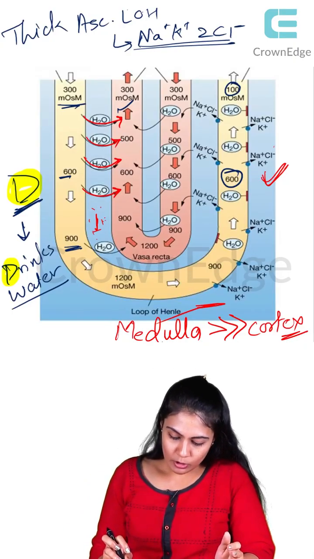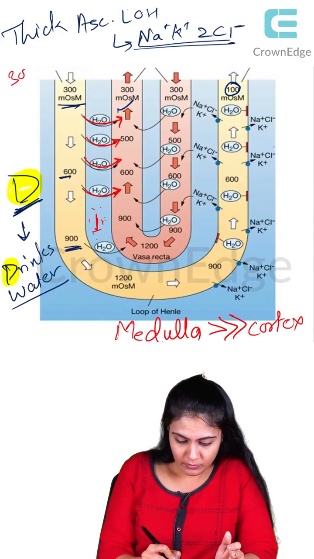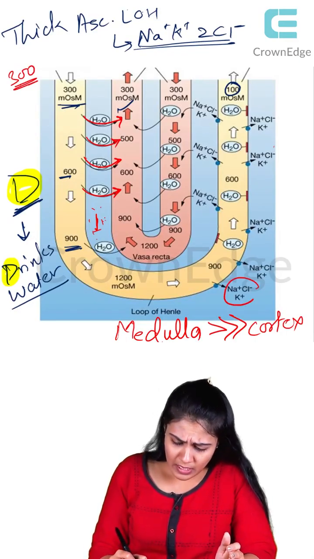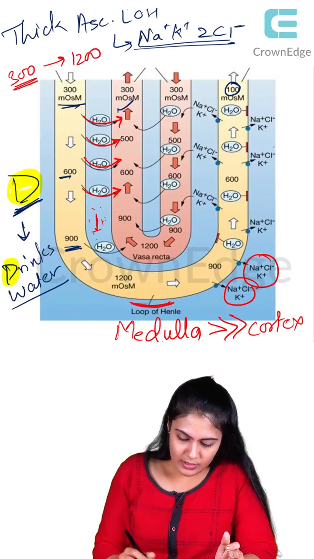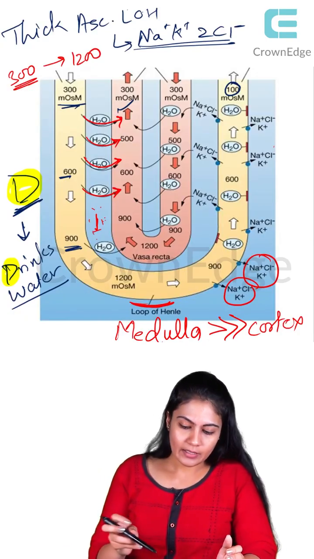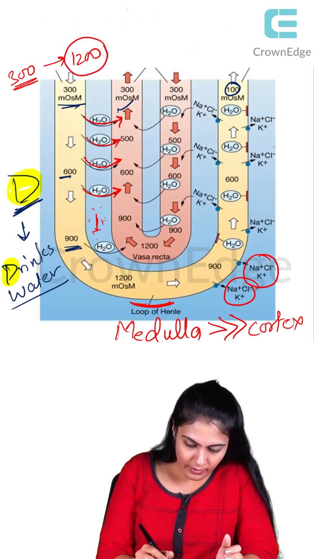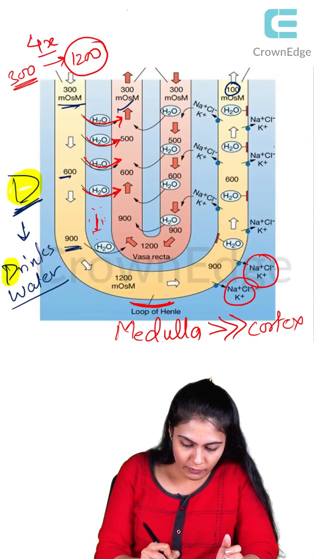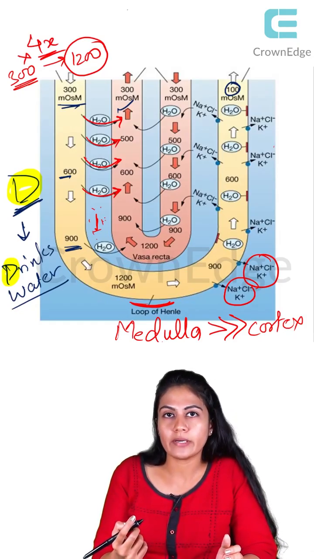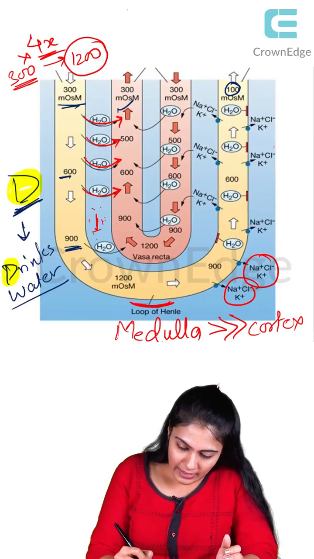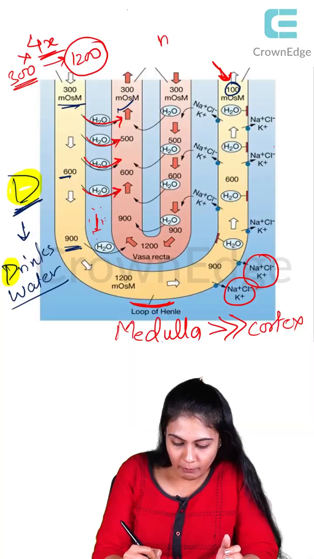That means the normal osmolarity of this interstitium is 300. Because of these ions, it becomes 1200 at the tip of the loop of Henle, right? Once this 1200 is there, that means it is increasing. If you multiply 300 by 4, you will get the 1200 value, right? So that's why we say the ascending limb of the loop of Henle is the multiplier.